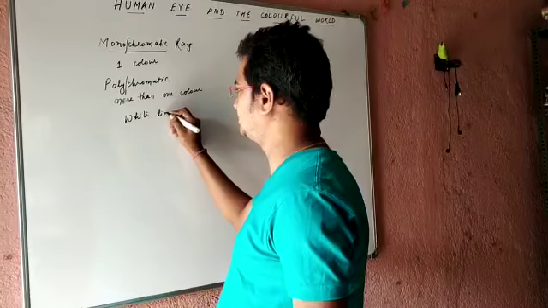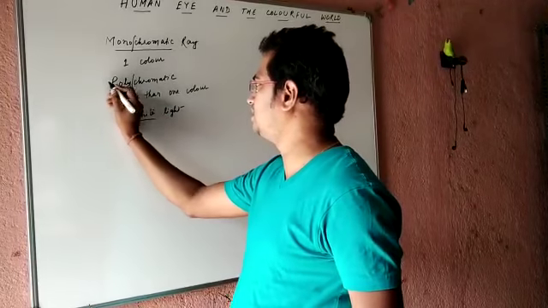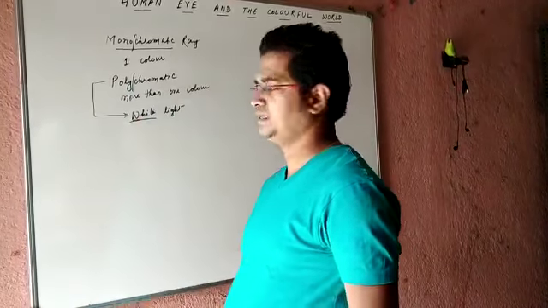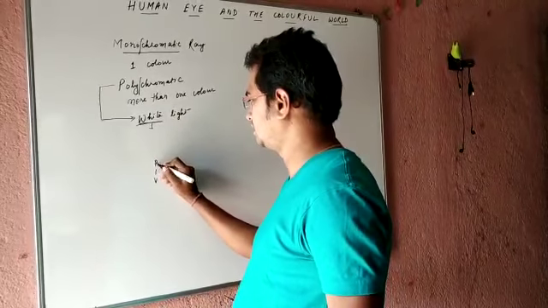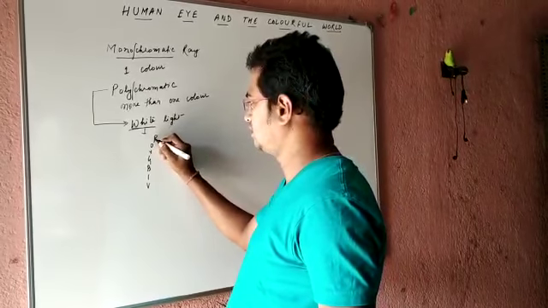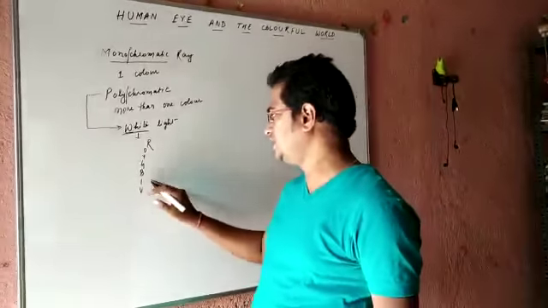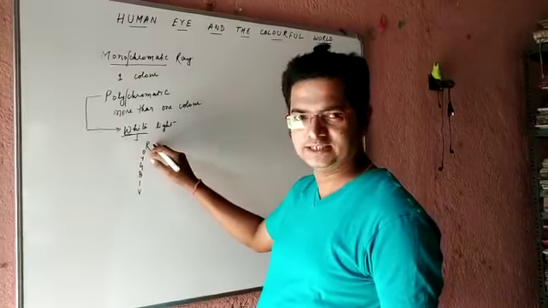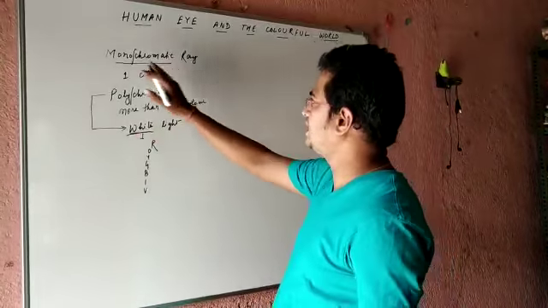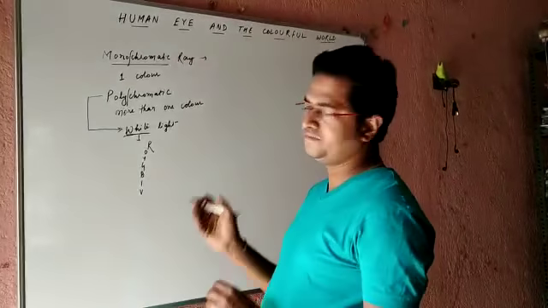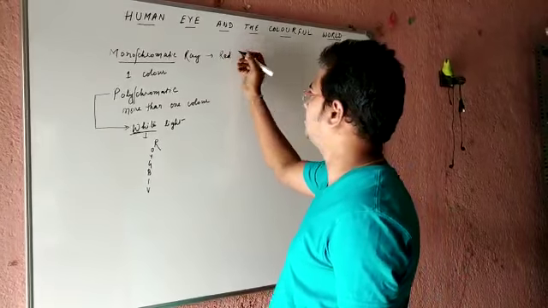Now white light. White light is an example of polychromatic ray. White light consists of 7 colors. This mnemonic you have already studied in your junior classes: VIBGYOR. Violet, indigo, blue, green, yellow, orange, red. These colors combine together to give white light. And under monochromatic ray, if we are passing any ray of single wavelength, suppose we are passing a red ray, it becomes monochromatic.